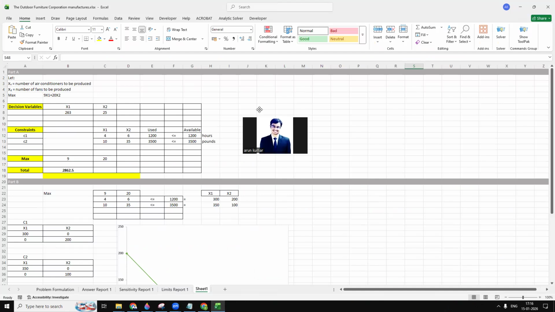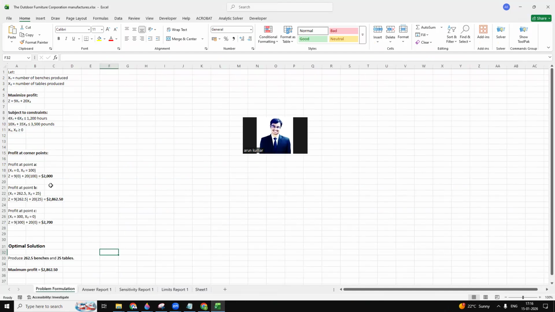In the problem formulation sheet, I have used x1 and x2 variables, where x1 is the number of benches produced and x2 is the number of tables produced. Our goal is to maximize profit, so Z equals 9x1 plus 20x2. And this is subject to the constraints. So here we have the constraints available here. And the answer for this question is 2862.5.